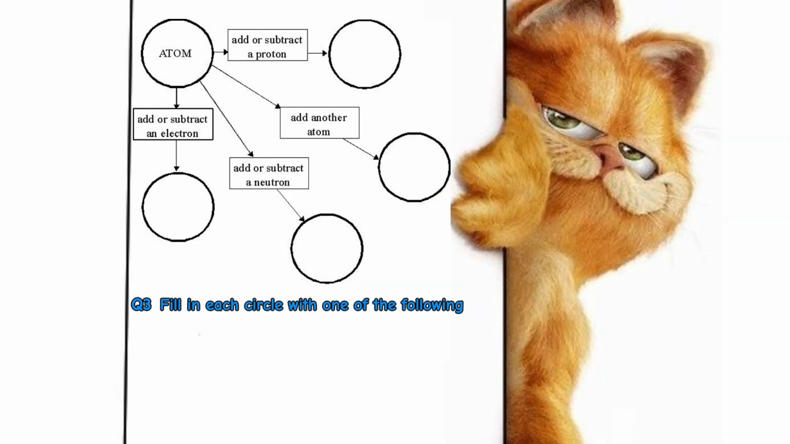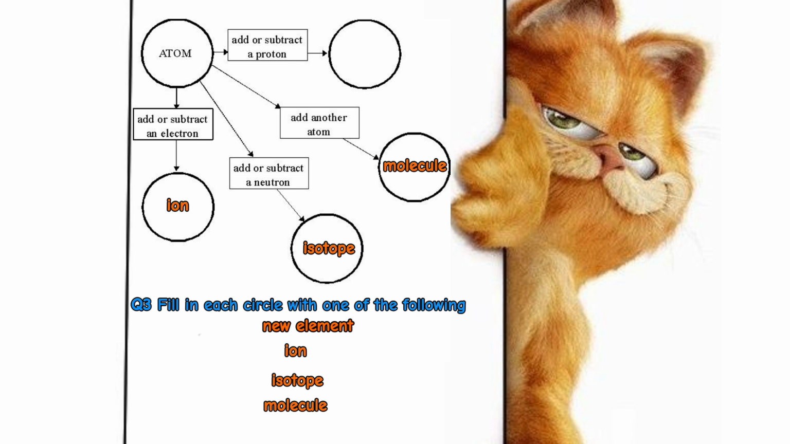Question number 3. Fill in each circle with one of the following: new element, ion, isotope, molecule. If we add or subtract an electron from an atom, we will find an ion. If we add or subtract a neutron from an atom, we will find an isotope. If we add another atom to an atom, we will find a molecule. If we add or subtract a proton from an atom, we will find a new element.